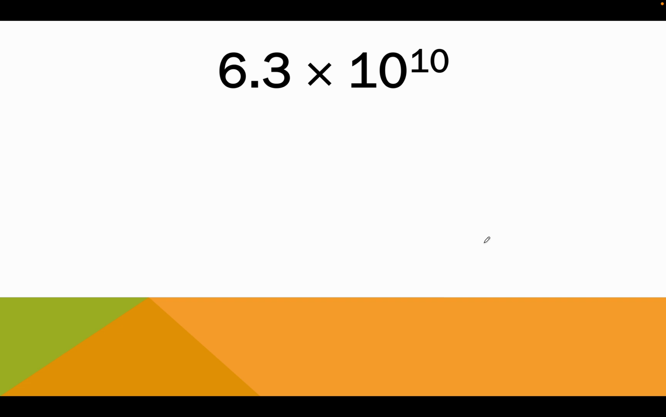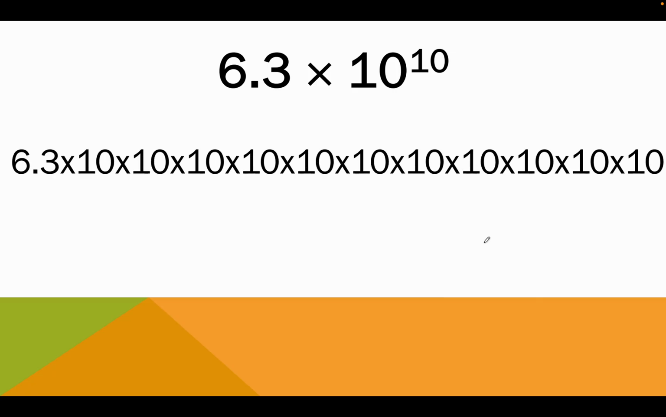Here we have 6.3 times 10 to the 10th power. So what that means is you're multiplying 6.3 by 10 10 times. That would look like this if we did it out by hand. As you can see, that is quite a lot of work. And if you type it into your calculator, because it is such a large number, the chances of you getting this result right back is pretty high.